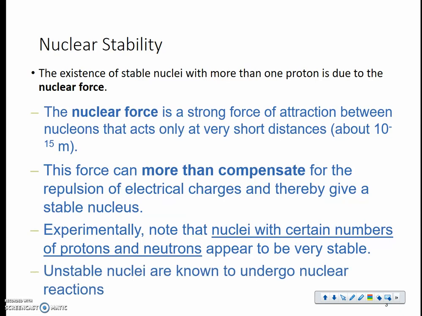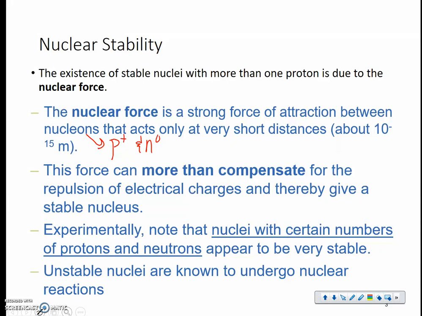So the stability of nuclei is due to something called the nuclear force or the strong force. It's the force of attraction between the nucleons, being the protons and the neutrons. It's only for these substances because they're very close to each other, at very short distances. And this force compensates for the fact that protons repel other protons because they're both positively charged. And so this force compensates for that and gives a stable nucleus.